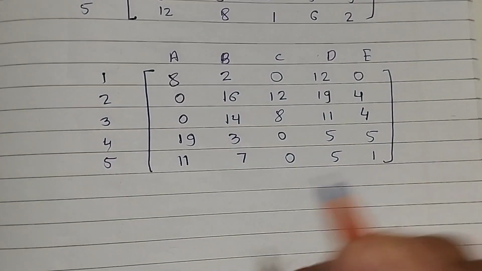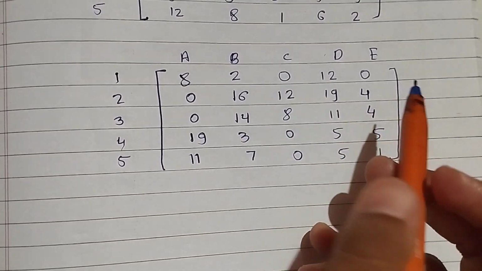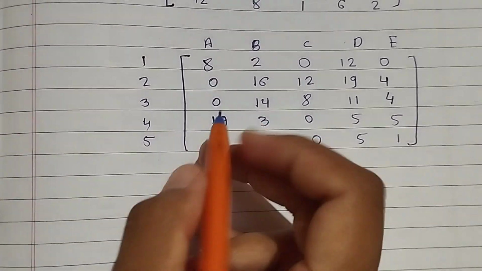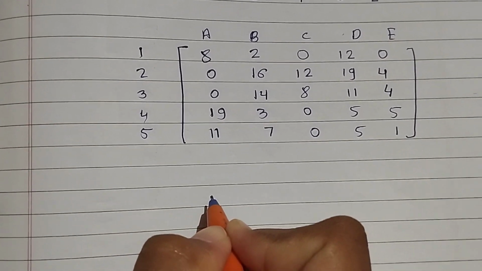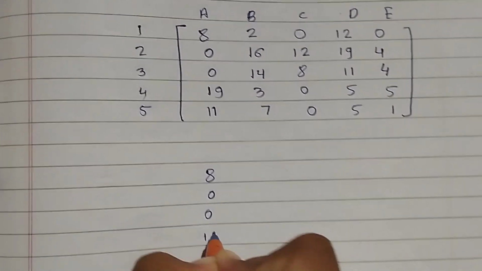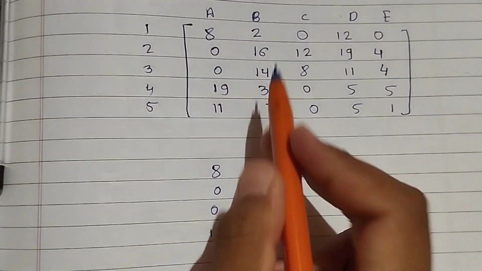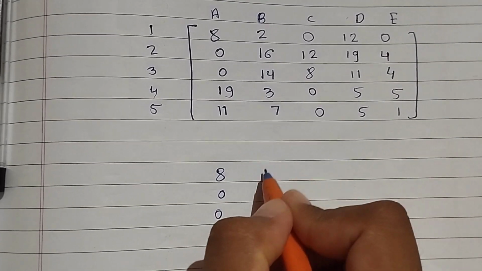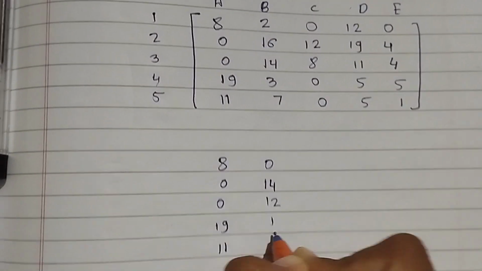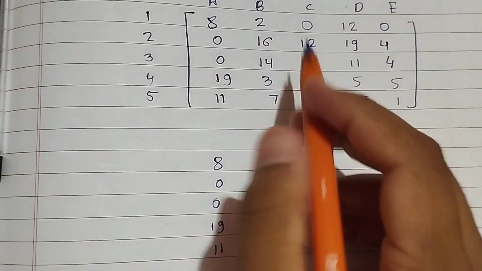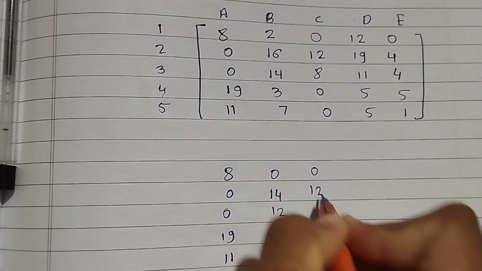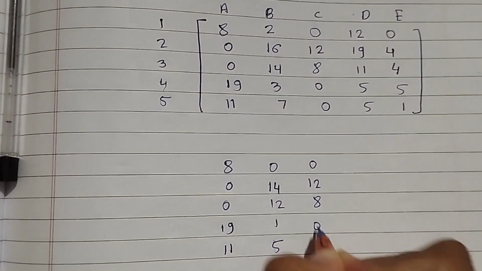D and E. Once we find out the minimum row, now we find out the minimum column. So from the first column 0 is the minimum, so the first column is as it is, 0, 19 and 11. From the second column 2 is the minimum, so here 0, 14, 12, 1 and 5. From the third column 0 is minimum, so as it is, because no effect of the subtraction of 0.